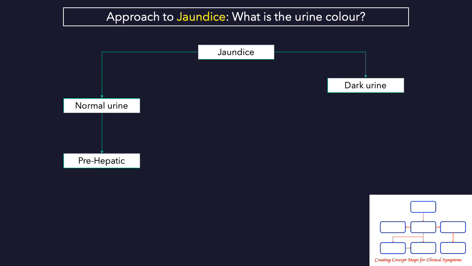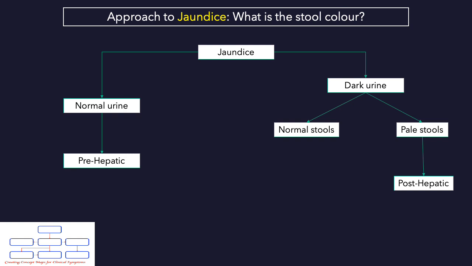Once again, the first step to determine which category the jaundice belongs to is to distinguish the urine color. What is the urine color? A normal urine will tell you this is pre-hepatic jaundice, which is from raised unconjugated bilirubin. Remember, only conjugated bilirubin is water soluble and can be excreted in the urine. As for dark urine, there are more questions to follow.